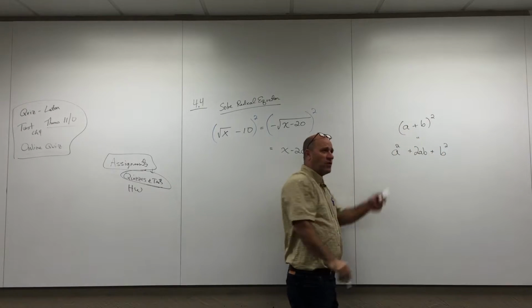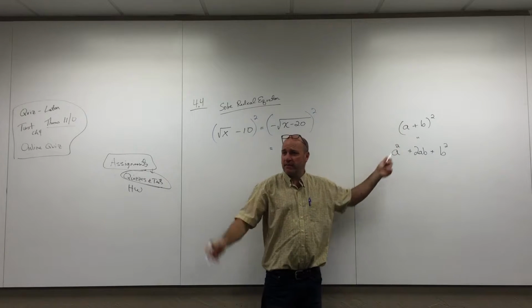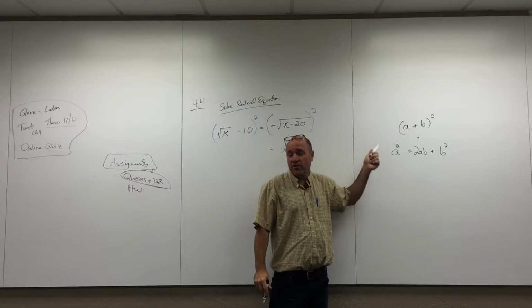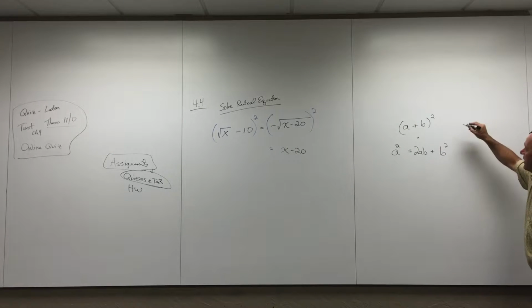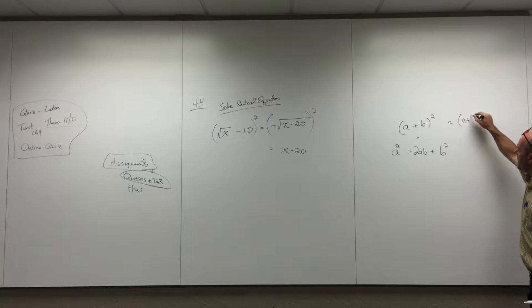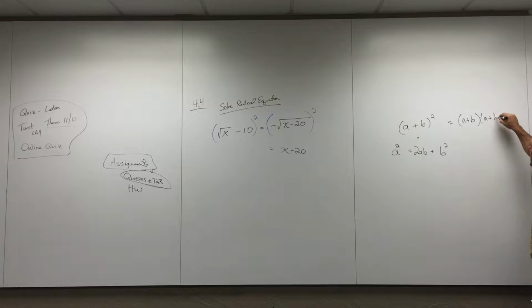Now, have I ever told you that pattern? I think I've just foiled them out, and maybe you remember that pattern. You don't have to remember the pattern, though it kind of helps. This is a plus b times a plus b, and you could just do the foiling. If you do the foiling, you get here.